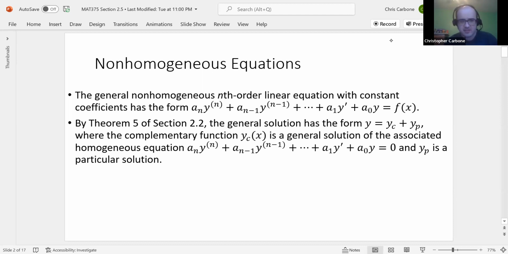By Theorem 5 of section 2.2, from what we have previously discussed, the general solution has the form y is equal to y sub c plus y sub p, where the complementary function y sub c of x is a general solution of the associated homogeneous equation a sub n times the nth derivative of y plus a sub n minus 1 times the n minus 1th derivative of y, all the way down to a sub 1 times y prime plus a sub 0 times y is equal to 0, and y sub p is some particular solution.